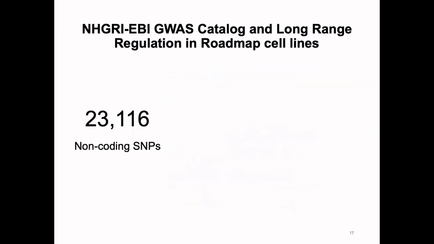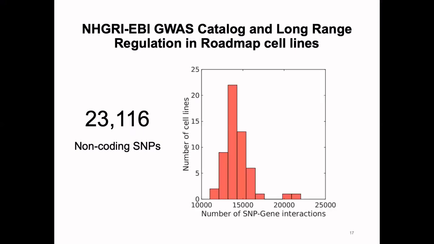And so there are 23,000 non-coding SNPs in the NHGRI-EBI GWAS catalog that we considered. And so just using the predictions to map them to genes, again, we have 55 cell lines. This is the number of SNP gene interactions. So there's about 15,000 SNP gene interactions per cell line. And this is regardless of phenotype. So this is just a general overview.